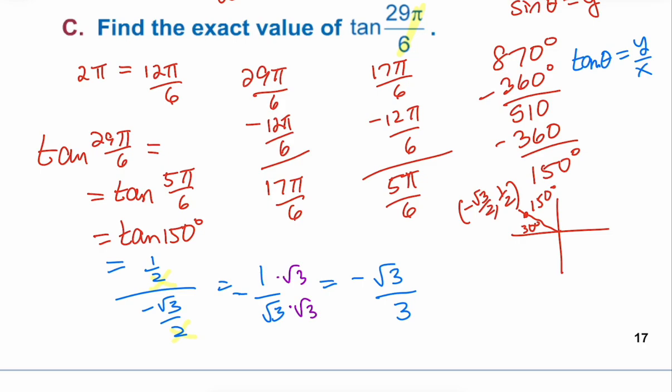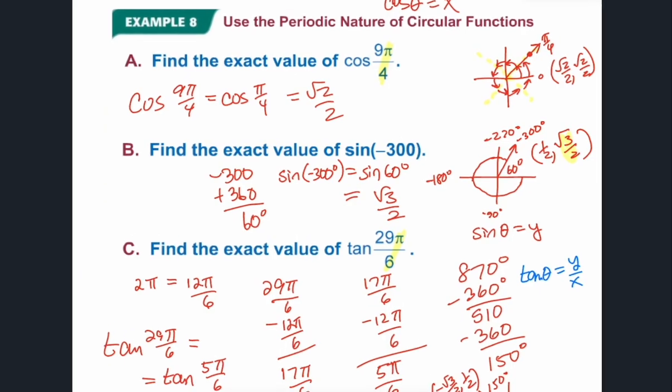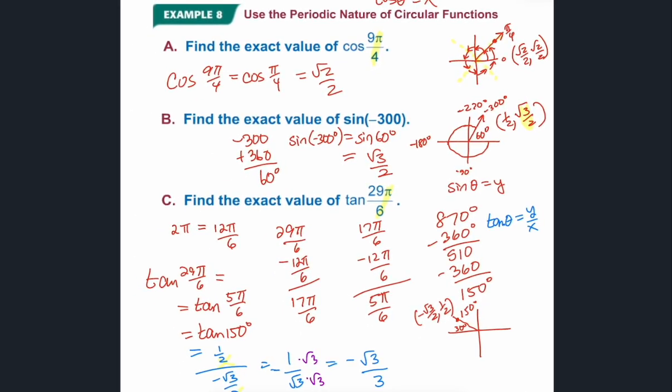So the tangent of 29 pi over 6 is the same as the tangent of 5 pi over 6, which is the same as the tangent of 150. We get negative 1 over square root of 3, which is negative square root of 3 over 3. What's my location? What do I do with it once I find it? At the location, the x value is your cosine, the y value is the sine, the tangent is y over x or sine over cosine. So there is example 8, finding those coterminal locations. That's why adding or subtracting 360, adding or subtracting 2 pi is really helpful.